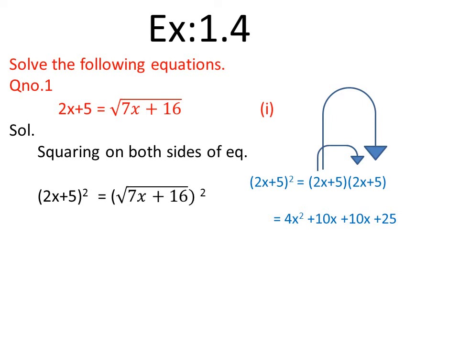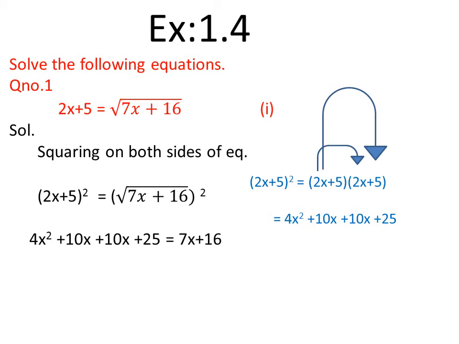After this, all these terms are added. In this way, we will get the equation 4x square plus 10x plus 10x plus 25. So, in place of 2x plus 5 whole square, we can write 4x square plus 10x plus 10x plus 25 which is equal to 7x plus 16. Here we write 7x plus 16 because square and under root are cancelled with each other in the above equation.